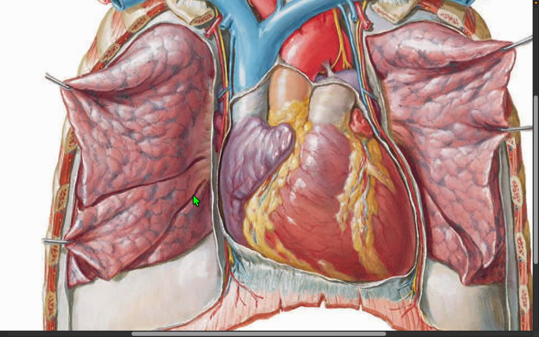And medially, the right atrium is immediately related to the roots of the ascending aorta and pulmonary trunk. That is the area over here. This is the root of the ascending aorta. This is the pulmonary trunk.